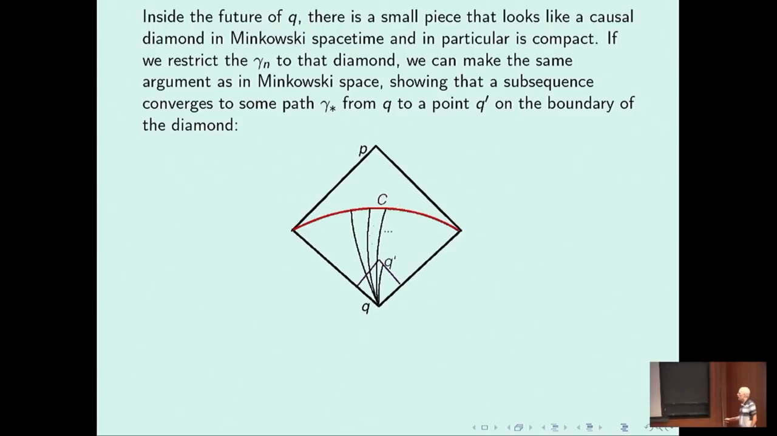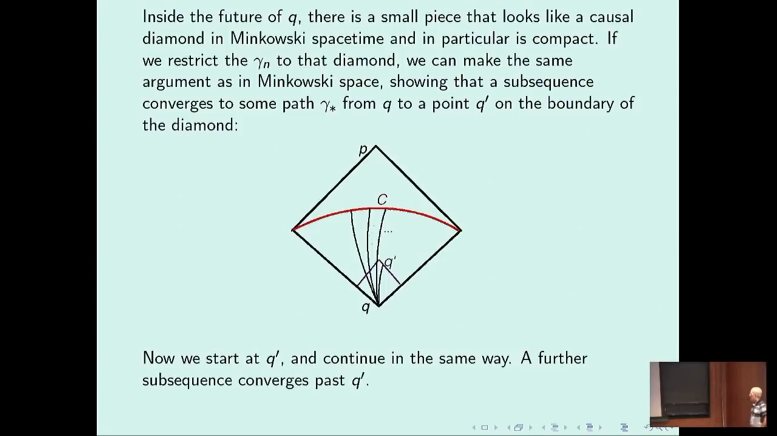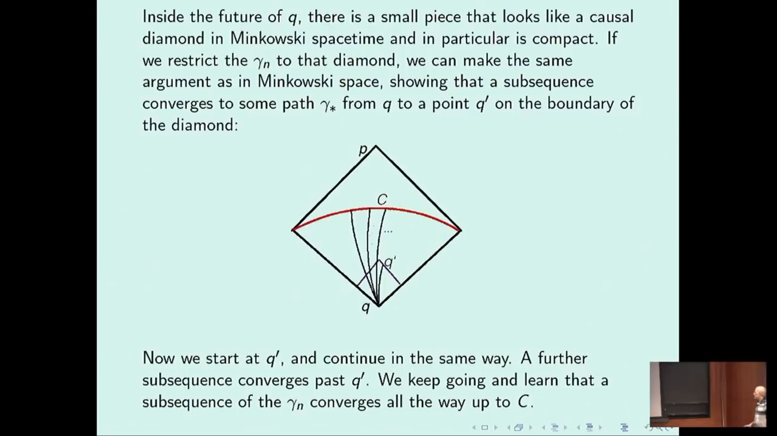So it converges as far as Q prime. And then we start again at Q prime and continue in the same way and get a subsequence that converges farther. And then we keep going and we learn that a subsequence converges all the way up to C. So global hyperbolicity ensures that we can always continue.